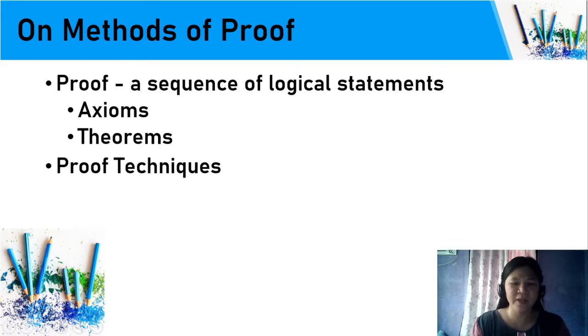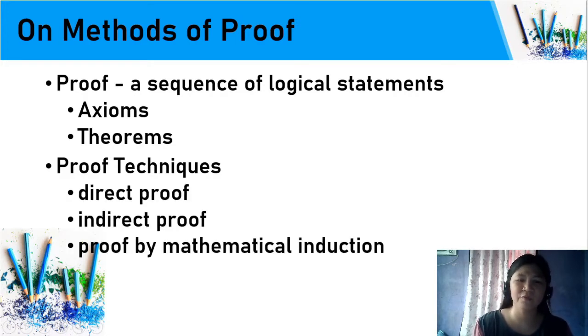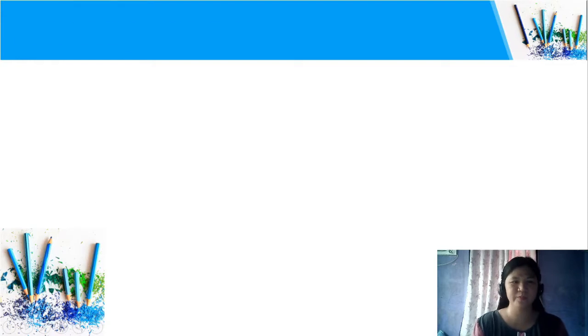There are many techniques that we can use in proving the validity of a given statement. It is important to note that there is no ideal proof. A theorem can be established using different techniques, and none of them is better or worse as long as they are all valid. In this chapter, we are going to discuss three different methods of proof, and these are the direct proof, the indirect proof, and the proof by mathematical induction.